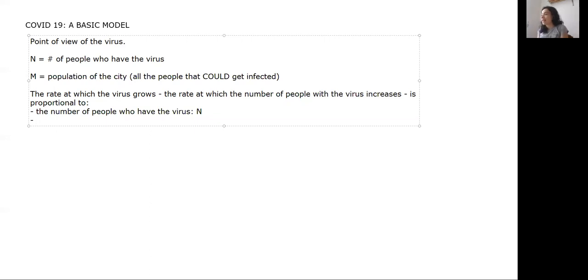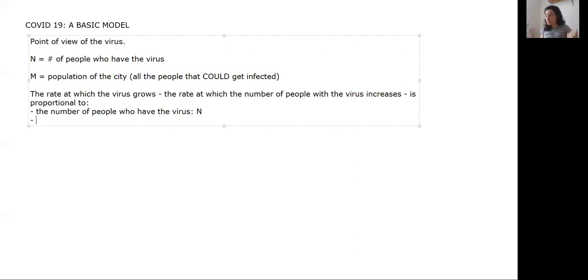But then the rate at which the virus grows is also going to be proportional to the number of people that don't have the virus, right? Because if you have a bunch of people that have the virus, but only a few of them are left to get infected with the virus, then it's very unlikely that there will be a lot of new infections, right? So if there's only a couple of people that are available to get the virus at the end, then the rate at which the virus is going to spread is going to be slower, not because there's not enough people that are infecting new people, but because there are not enough people to be infected. Does everybody get that?